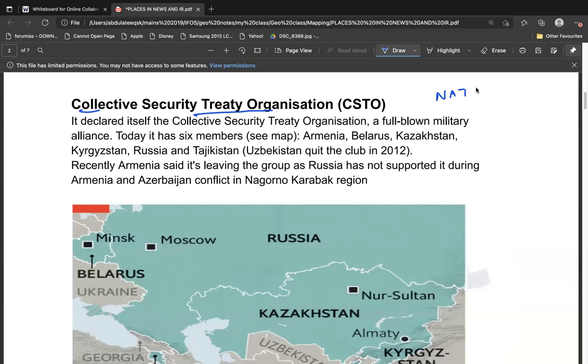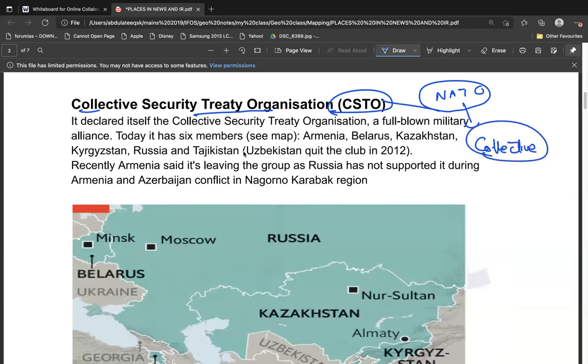Similar to NATO, you have the CSTO. But it is not as powerful as NATO, but the aims and objectives are the same. What is the basic principle behind NATO? It is called collective security. Like in a school, if someone attacks our friend, there is a group of friends, and if one friend is getting attacked, we all will go and attack them.